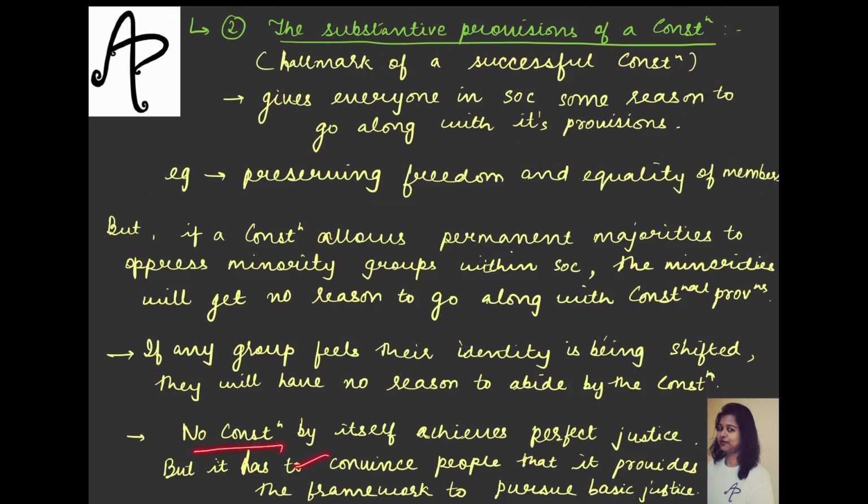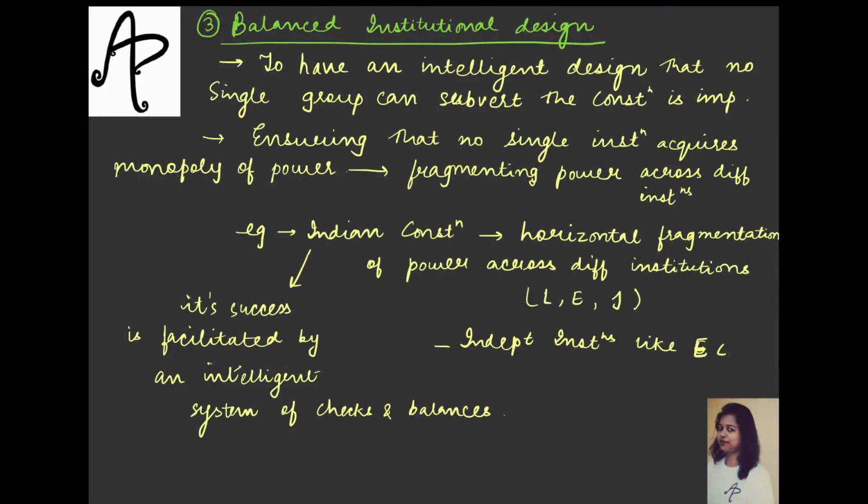And no constitution by itself achieves perfect justice. It will not happen on its own. It has to convince people to please trust the provisions, and it is these provisions which provide the framework to pursue basic justice. We are trying, through those provisions, to give you justice. We cannot say that the constitution by itself will automatically give you justice. You have to try and make the people understand and trust those provisions.